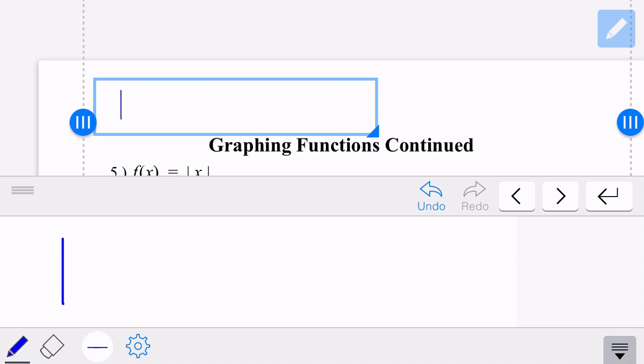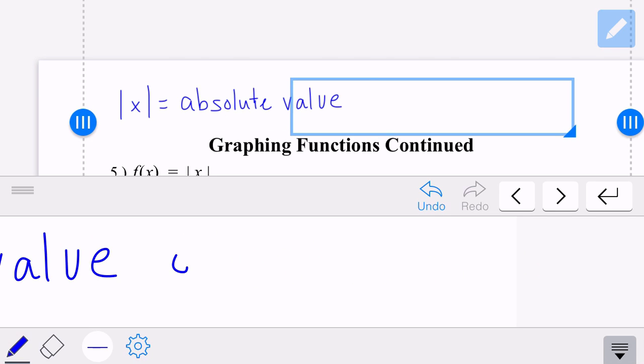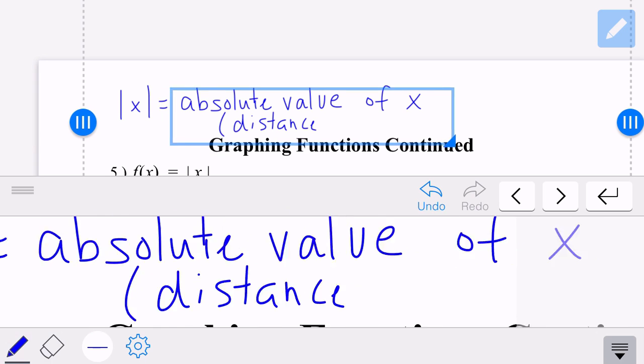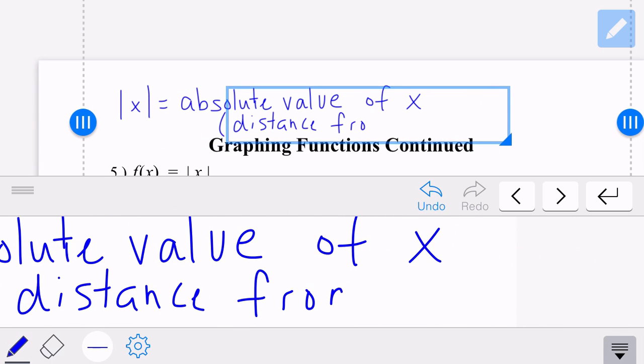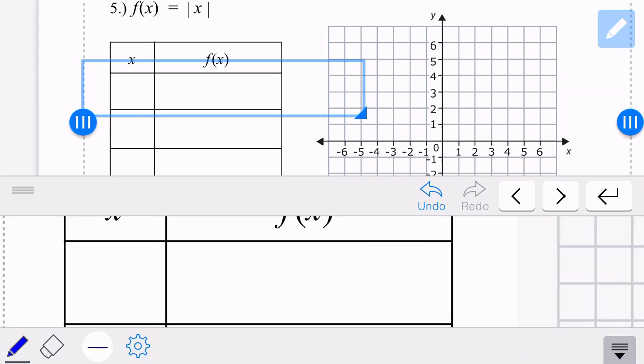So this means the absolute value of x. So whatever you are putting in there, you're thinking about, okay, how many units is that away from 0? So I'll put that in parentheses here, distance from 0. So basically how a lot of people remember it, it should always be positive, like a positive distance.